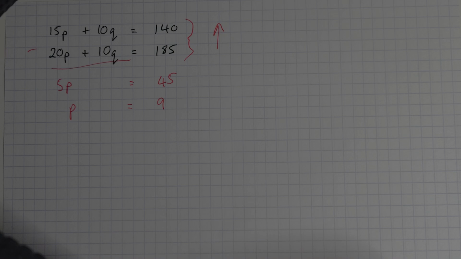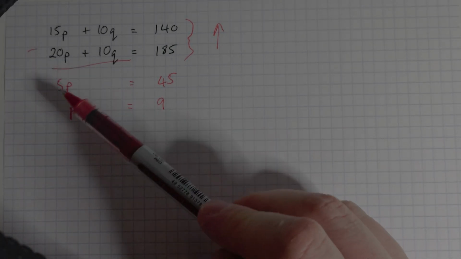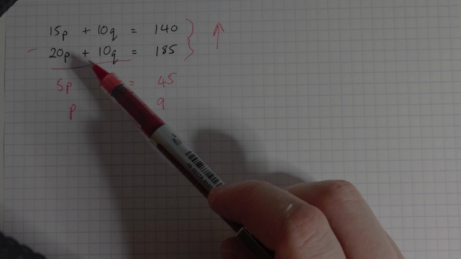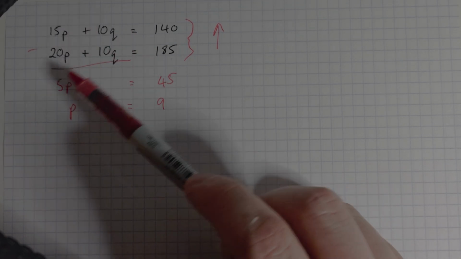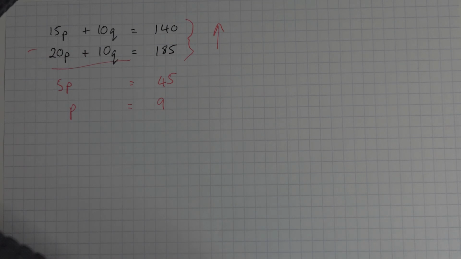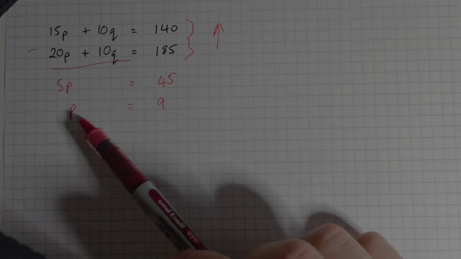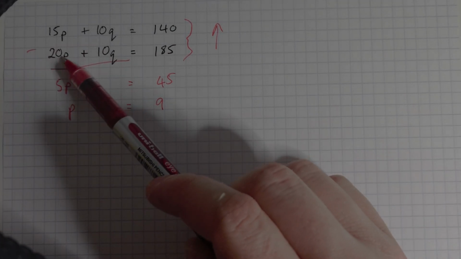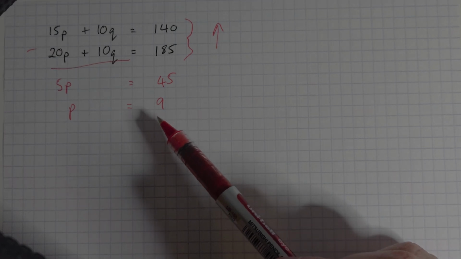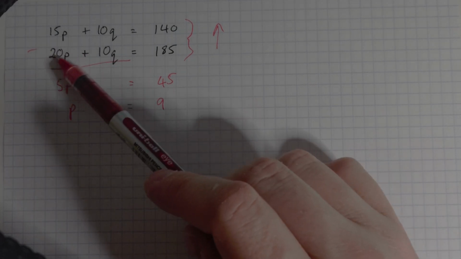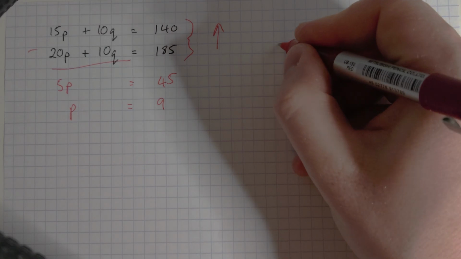If p is 9, I can substitute into either of these. It doesn't matter. Maybe I'll choose the bottom one this time. But, you know, it really makes no difference. I could put it in the top one if I wanted to, but I did that last time, so let's put it in the bottom one. So I know that p is worth 9, so 20p's, what 20 nines, is actually 180. Okay, so that's 180 plus 10q is 185.